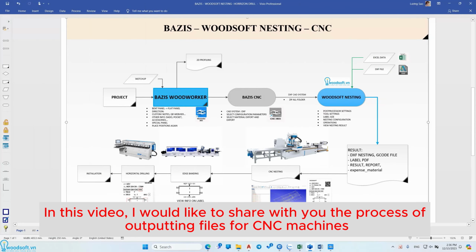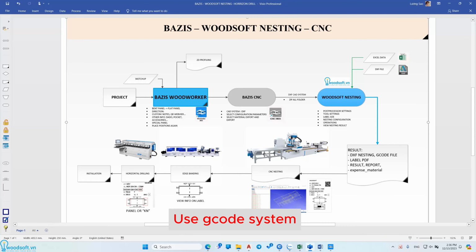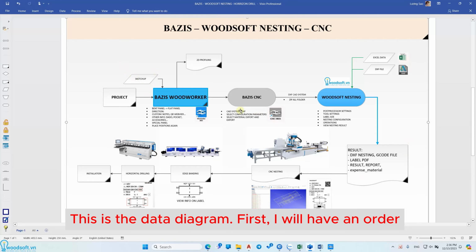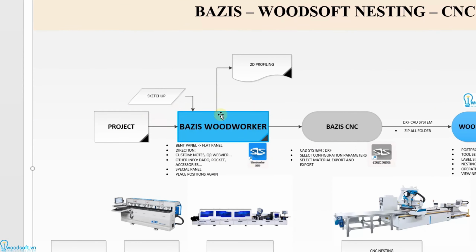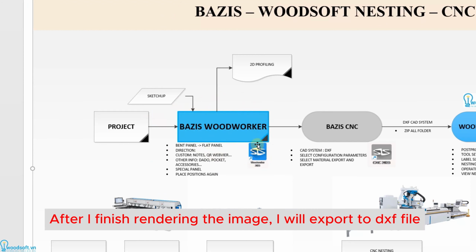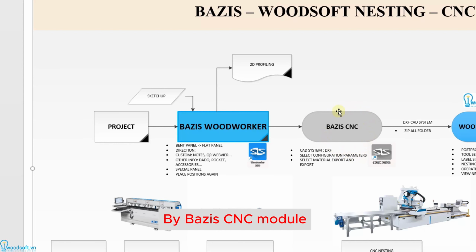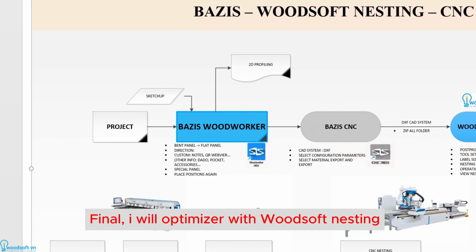Hello everyone. In this video, I would like to share with you the process of outputting files for CNC machines using the G-code system. This is the data diagram. First, I will have an order. Then, I will start the order on the BAZIS module. After I finish rendering the image, I will export to a DXF file by the BAZIS CNC module. Finally, I will optimize with Woodsoft nesting.